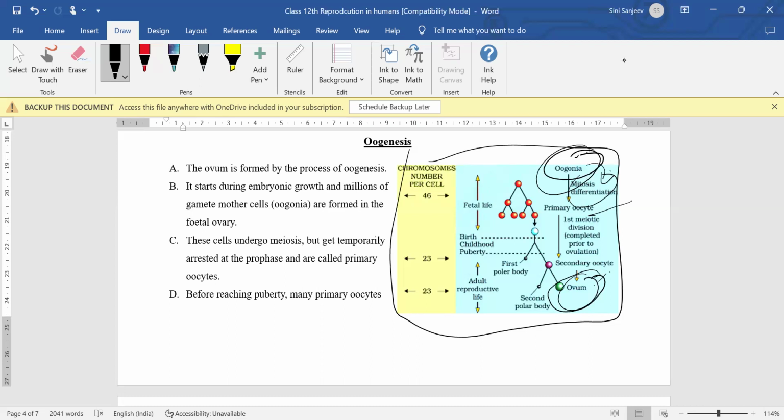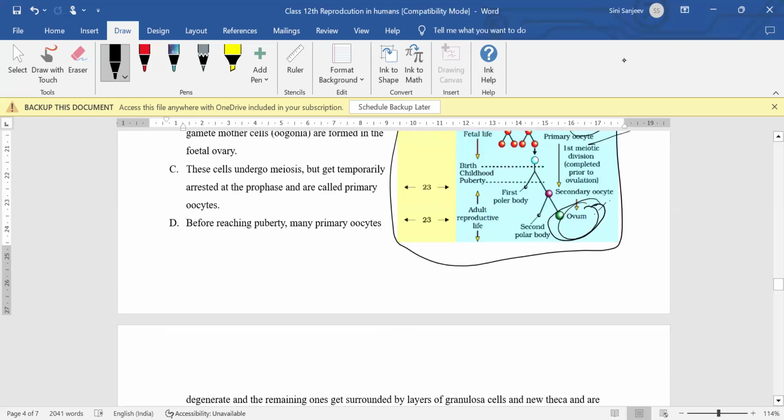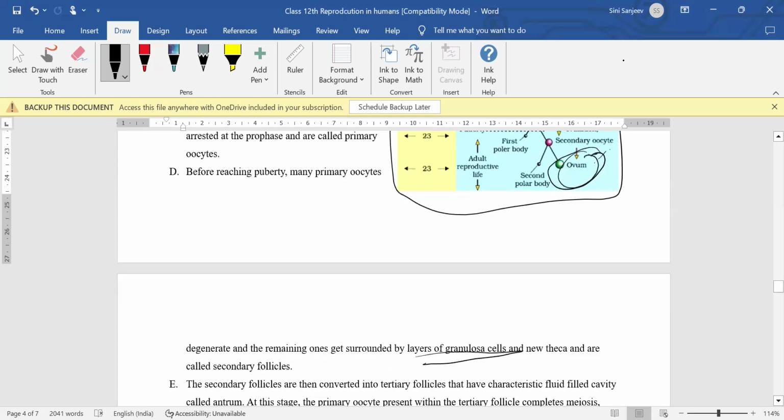Before reaching puberty, many primary oocytes will be there, but many will degenerate on their own. The remaining ones, however many are present throughout your reproductive life, will be surrounded by the layers of the granulosa cells. These are important terms. As I told you, during birth many primary oocytes are present, but when she reaches the reproductive cycles, many of them degenerate. Whatever oocytes remain are surrounded by the layers of granulosa cells, as well as the theca, and hence they are called secondary follicles, because these secondary follicles will produce the secondary oocyte and then the egg. The secondary follicles will then be converted into tertiary follicles.